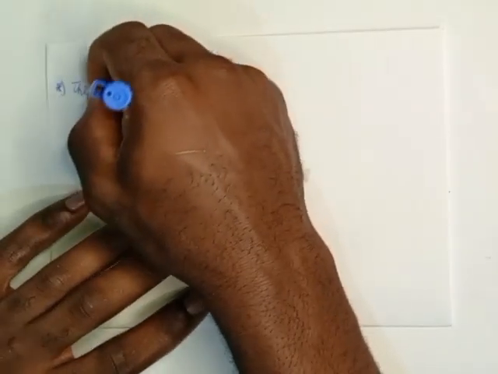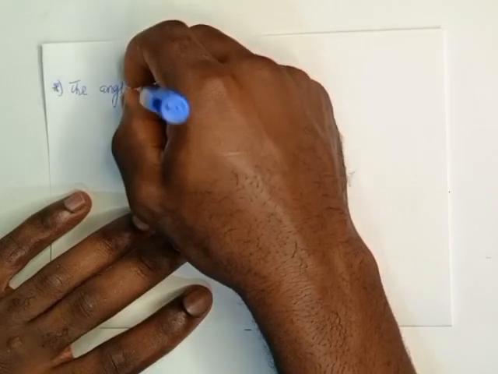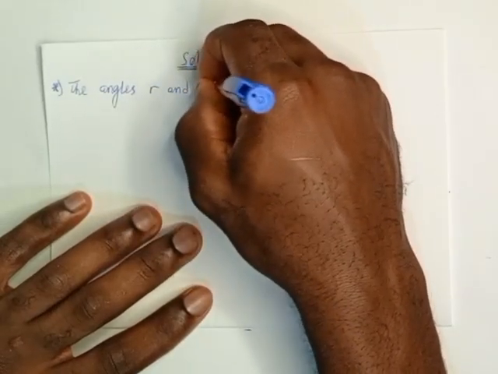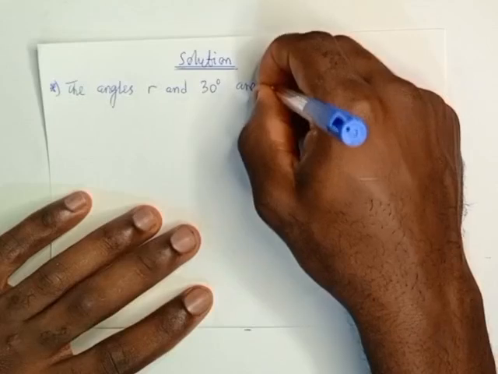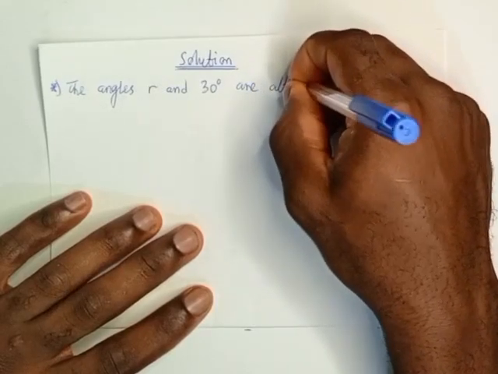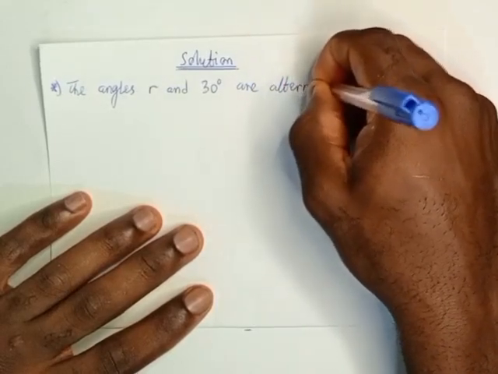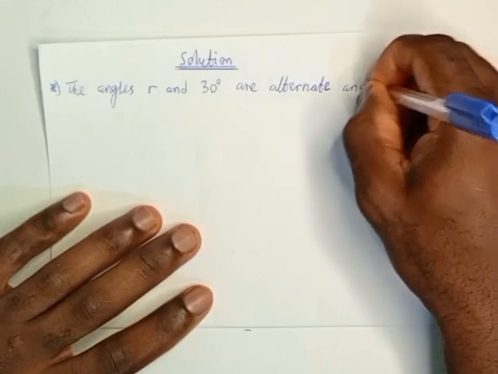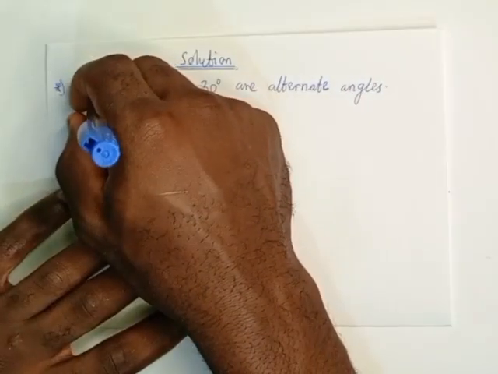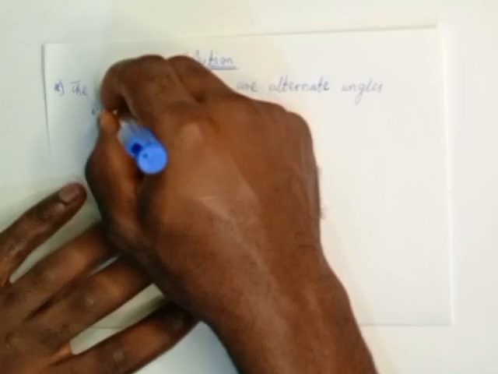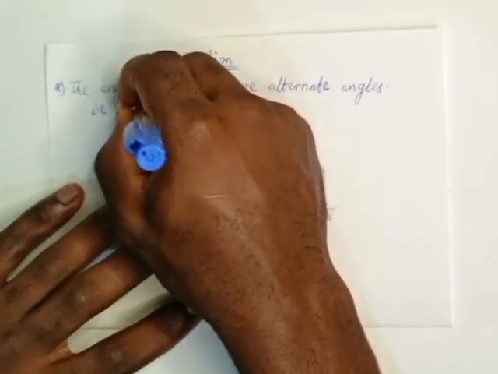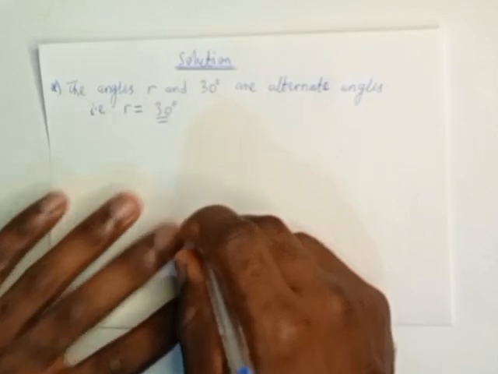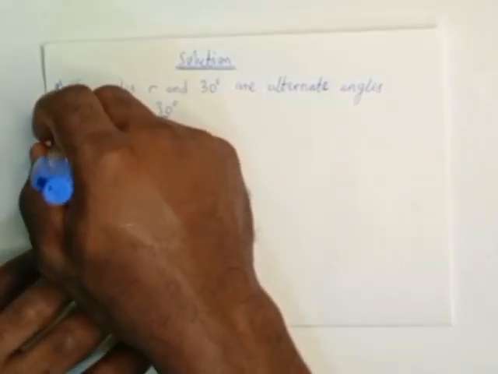The angles R and 30 degrees are alternate angles. That is, R is equal to 30 degrees. Take a 2 star.